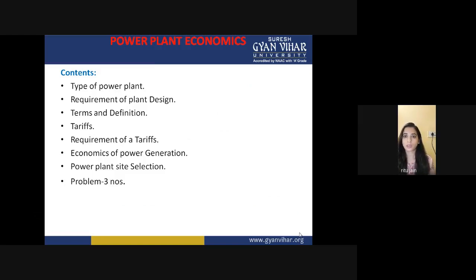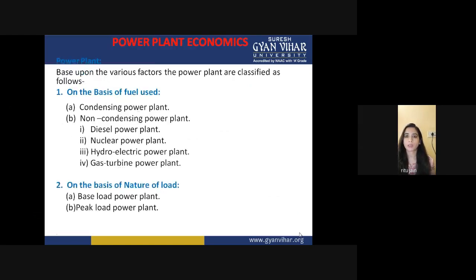The contents of this lecture are types of power plant, requirement of power plant design, terms and definitions, tariff and requirement of a tariff, economics of power generation, and power plant site selection and problems. First we will discuss how many power plants we have and what the different types of power plants are. Power plants can be divided into different parts depending upon different criteria.